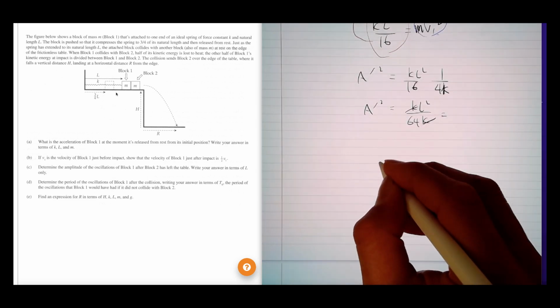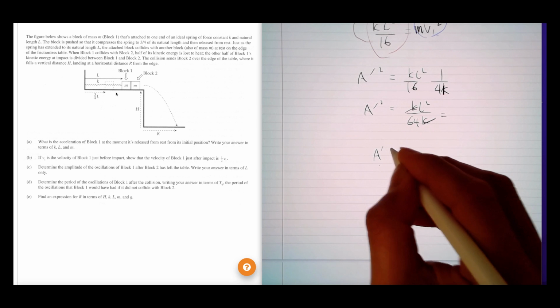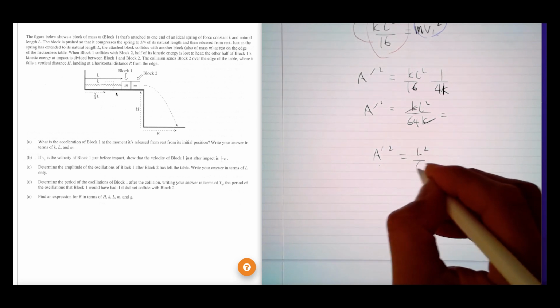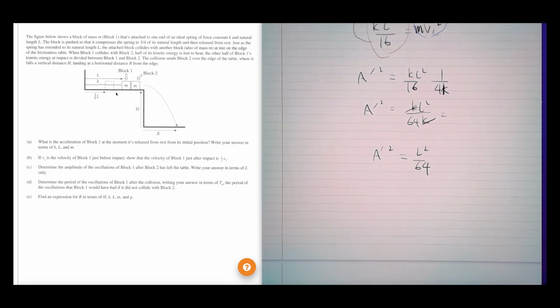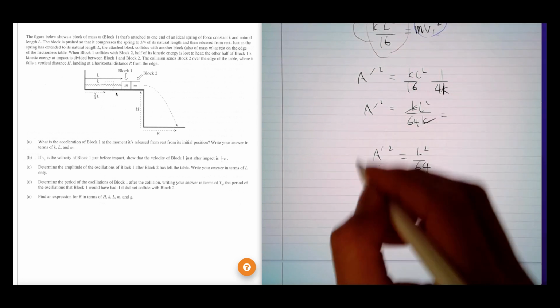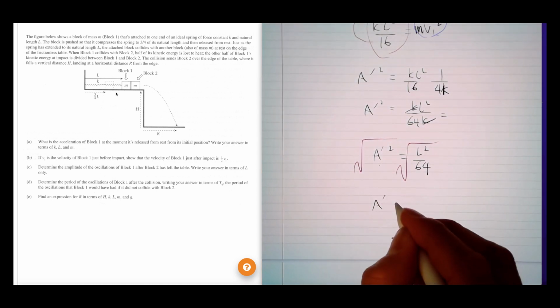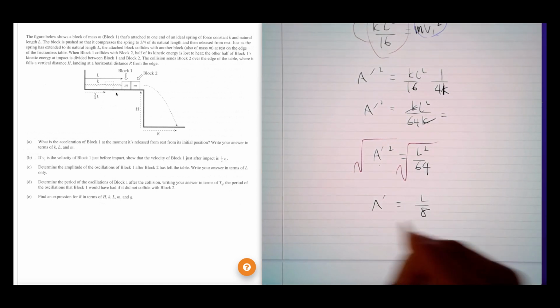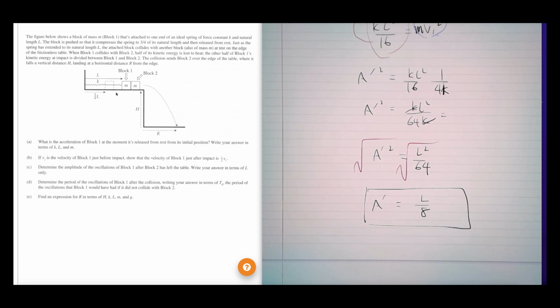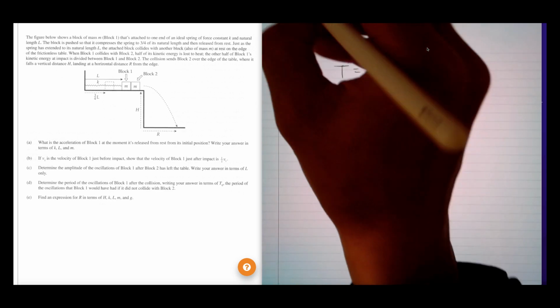So A prime squared is equal to L squared over 64. Now this is good because our answer is now all in terms of L. The last step is to just square root both sides, and you get A prime is equal to L over 8. And that's our answer. Okay, part E.